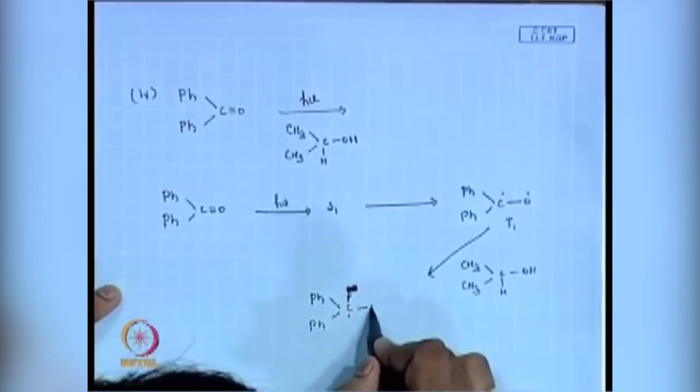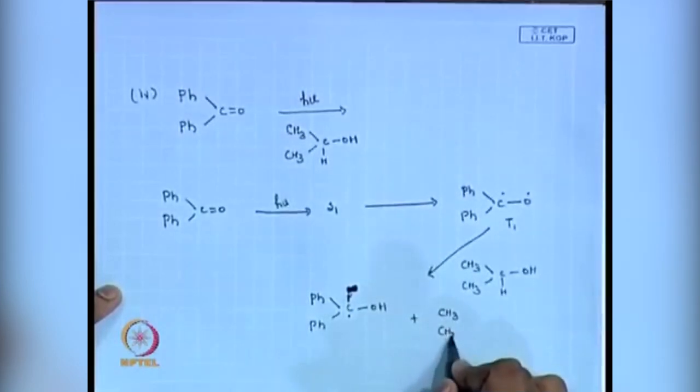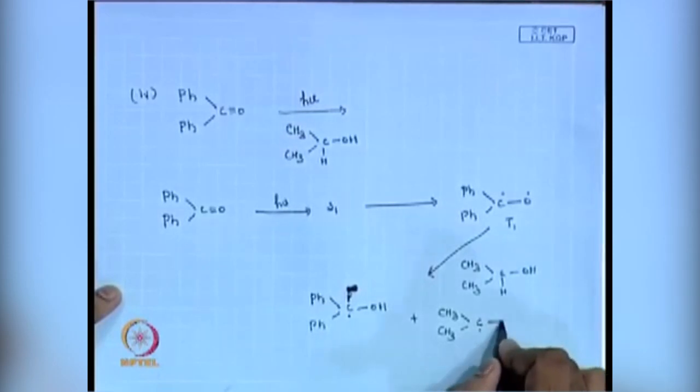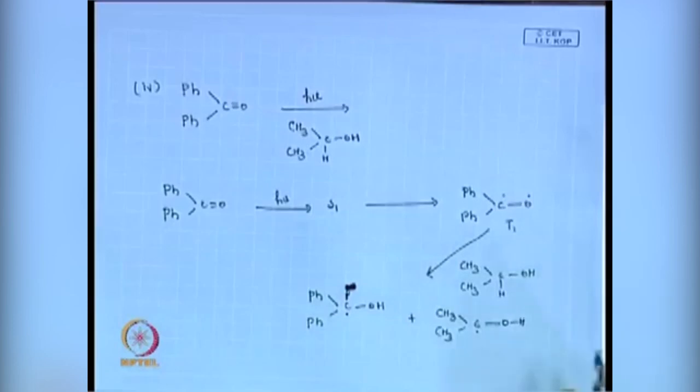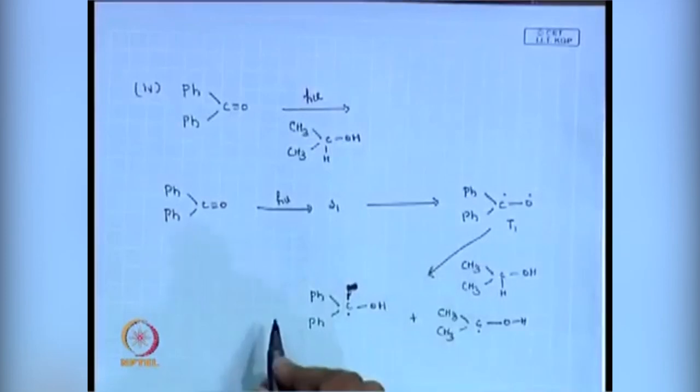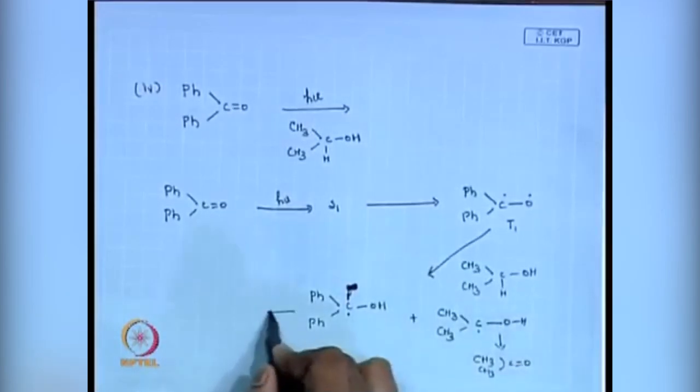A system like this. What happens is that another molecule of your benzophenone comes and picks up this hydrogen, because the driving force is to make your acetone. So the criterion is that it is going to form a stable product, acetone, that is why it comes and picks this hydrogen. To give you again, so you will get benzopinacol, and then from here you might end up with your acetone.